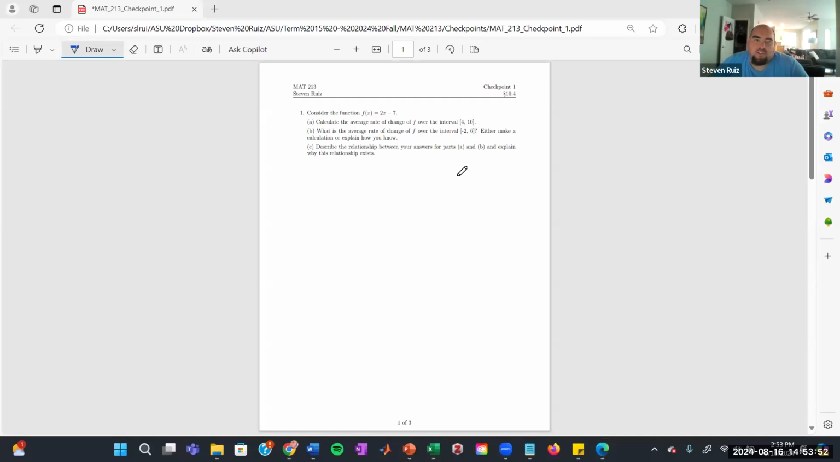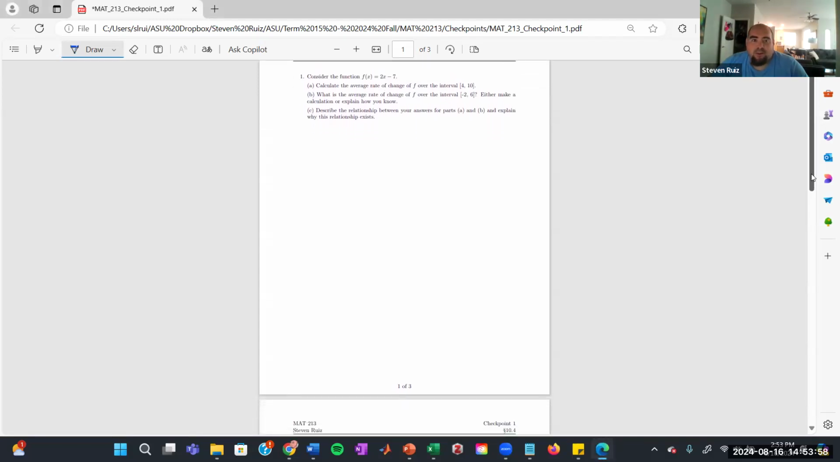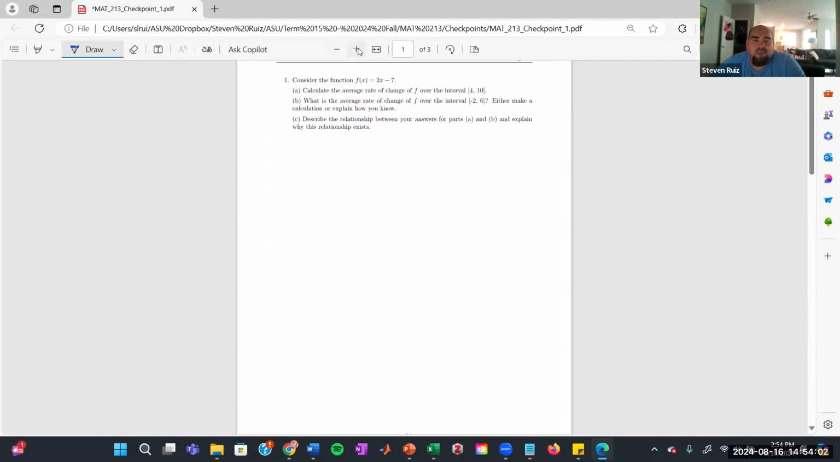All right, so let's look over the questions on the first checkpoint. I'll walk you through one way to address them. It doesn't have to be the way you did it. So we're told this function f of x equals 2x minus 7, and we want to find the average rate of change over a certain interval.